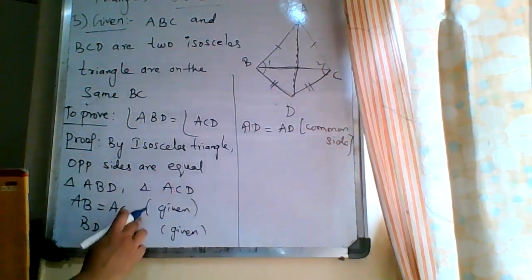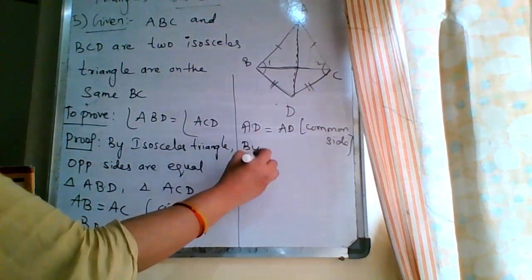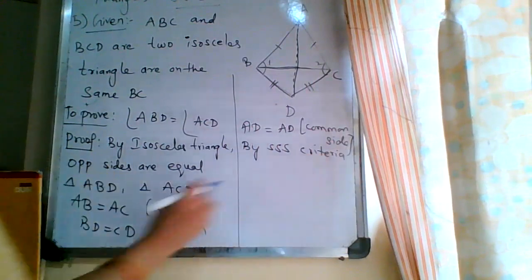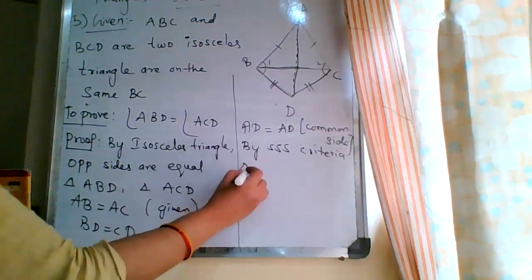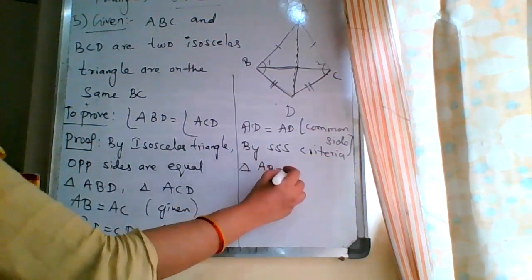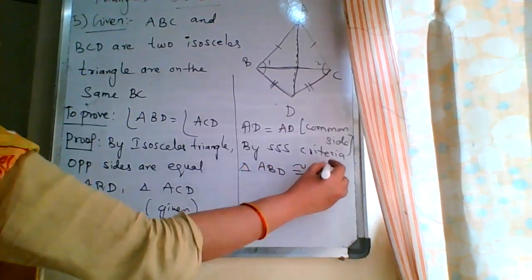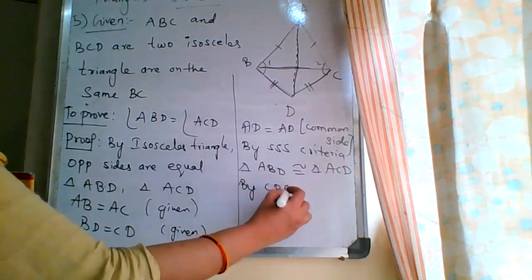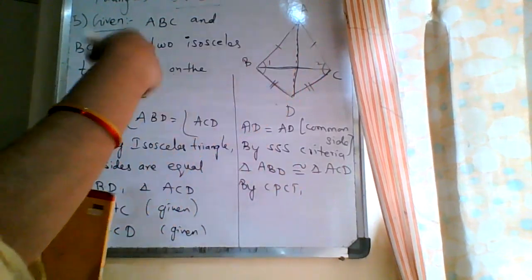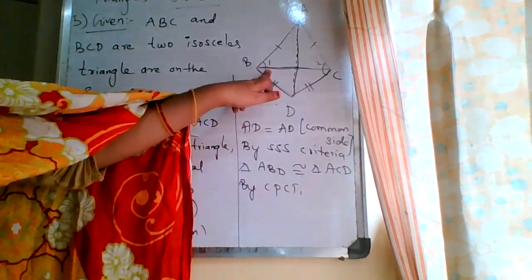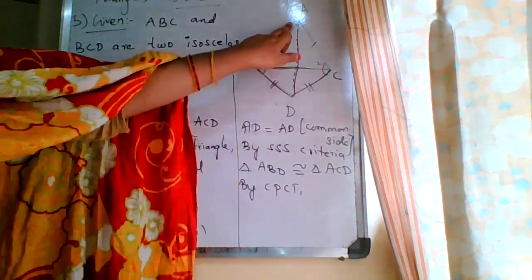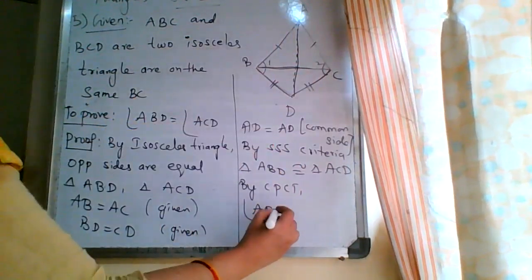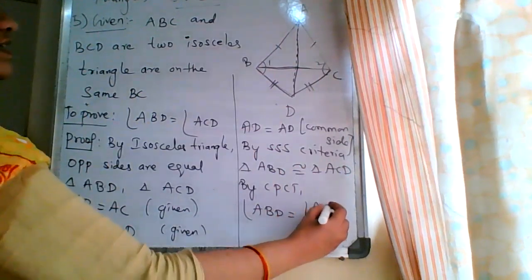Now, what do we have? 1, 2, 3, three sides. By SSS criteria, what we can say is that these two triangles are congruent. Triangle ABD is congruent to triangle ACD. Now, by CPCT, which I have already explained, the remaining sides and remaining angles are equal. Can I say angle B is equal to angle C? So instead of writing that, I will write angle ABD is equal to angle ACD.